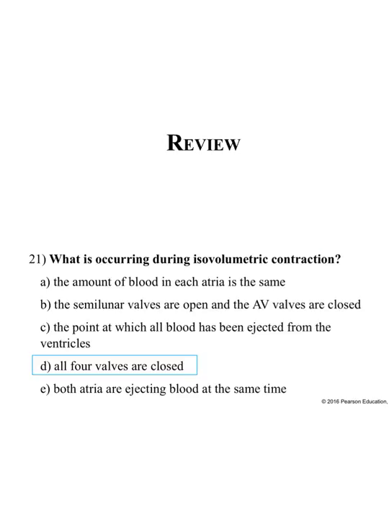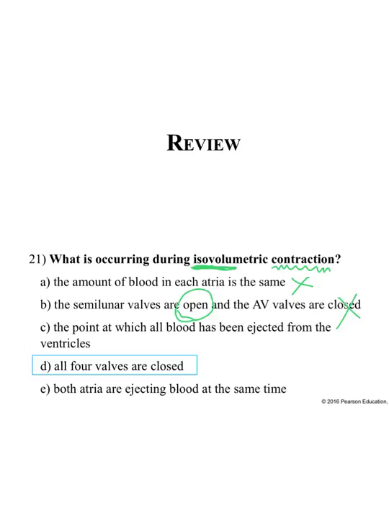Okay, so to review, what is occurring during isovolumetric contraction? During contraction, you're going to have an increase in pressure. Iso means the same. Again, the volume inside the ventricles isn't moving. So these are when the ventricles are squeezing, contracting, but there's no movement of blood. The amount of blood in each atria stays the same. Is blood still returning from the rest of the body to the atria? Yes, it always is, so that can't be true. The semilunar valves are open and the AV valves are closed. If any valves were open, blood would be moving, so that's not true.